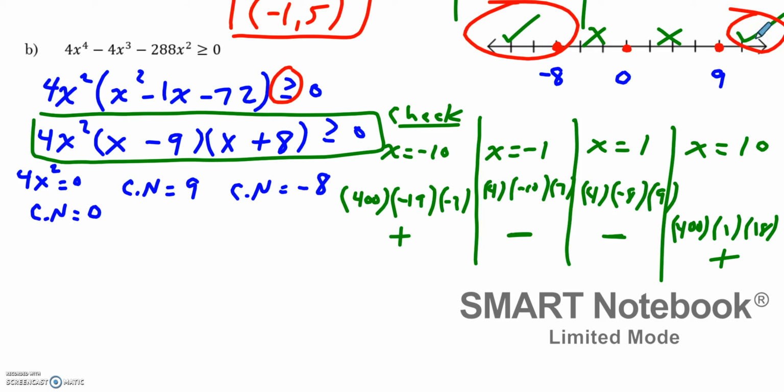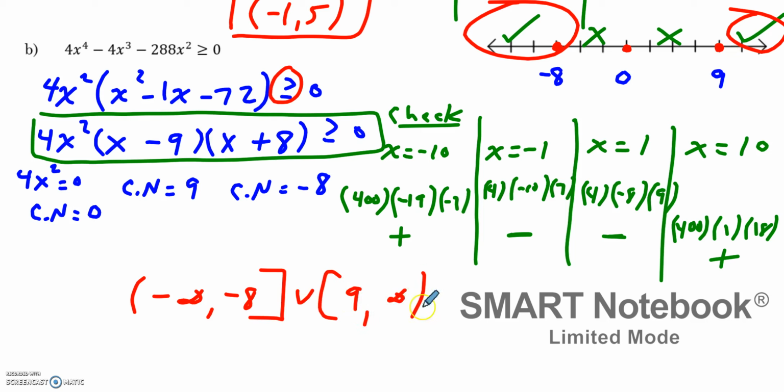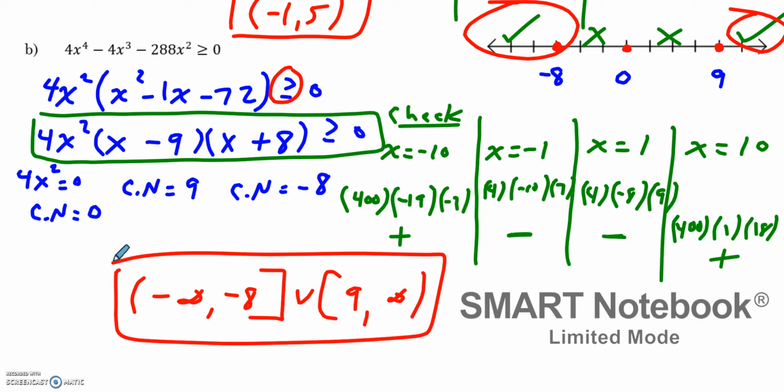And so if I'd like to write that in interval notation, this interval would be from negative infinity to negative 8. Negative infinity is never included, but negative 8 is in this case. Union, 9 is included, from 9 to positive infinity, not included. This would be your final answer for the intervals that are true in interval notation.